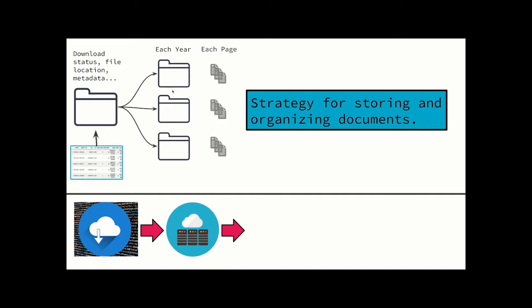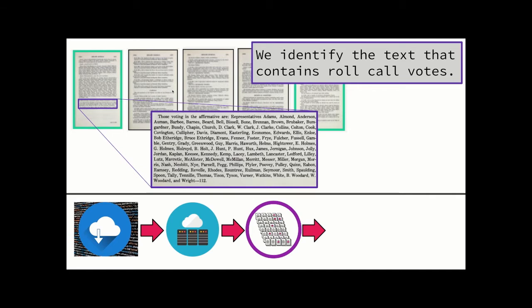Then once you've downloaded everything, you have all of these pages, but not every page has the data you're looking for on it. So you have to identify the pages with the data, and then which part of that page has the specific roll call vote text on it.